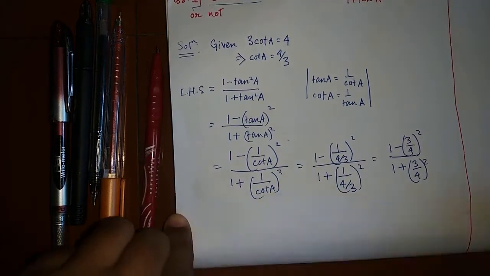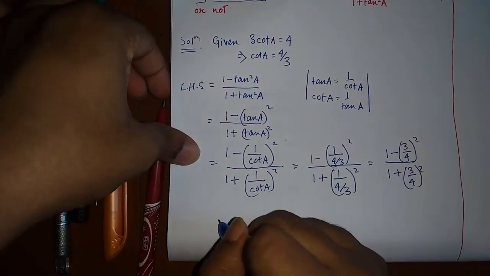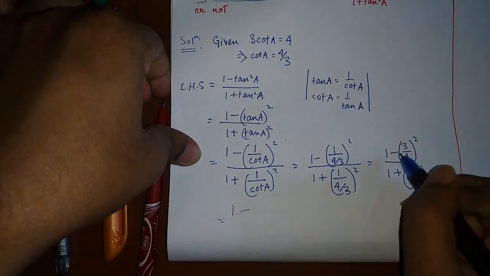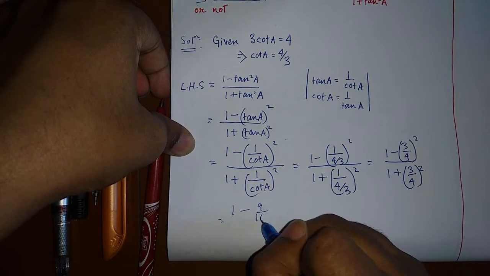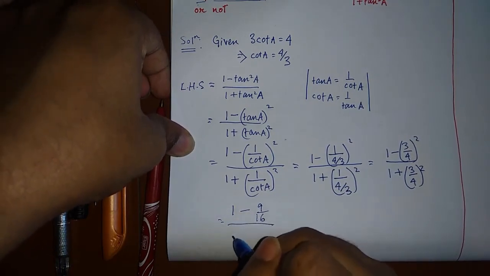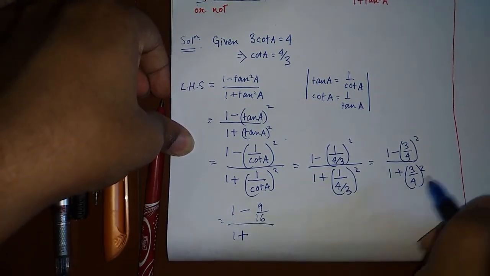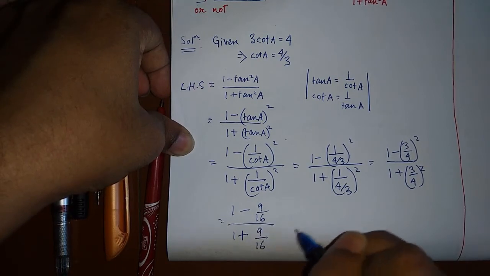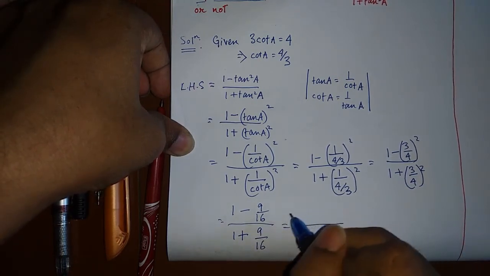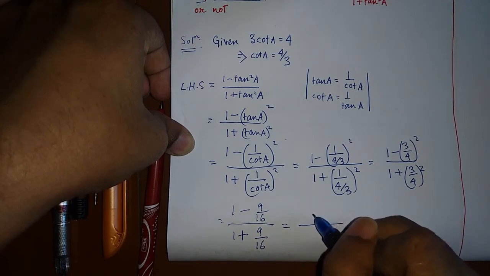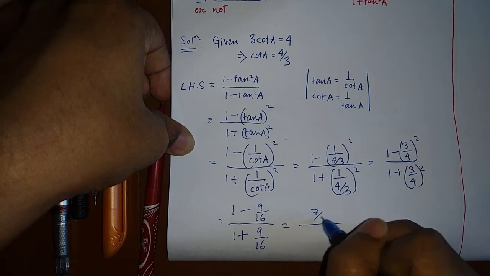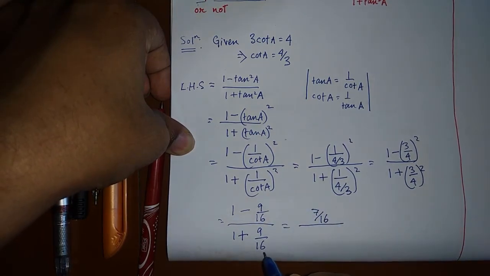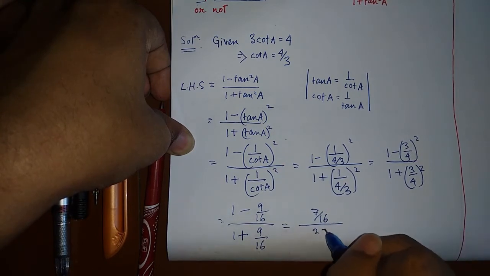Then proceed to the next step, which is further simplifying. 1 minus, what is 3 square? It's 9. What is 4 square? It's 16. Just easy. 1 plus, take it easy, 3 square 9, again 4 square 16. Now I hope you know how to simplify these fractions. 16 into 1 is 16. 16 minus 9 is 7. 7 by 16. Same on the denominator. 16 into 1 is 16. 16 plus 9 is equal to 25. 25 by 16.